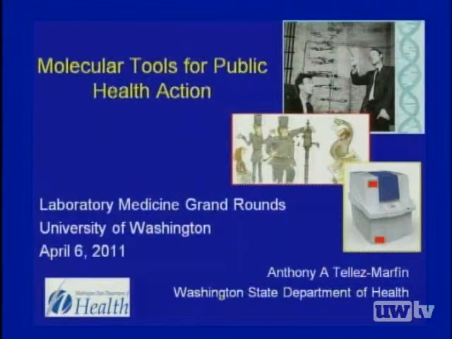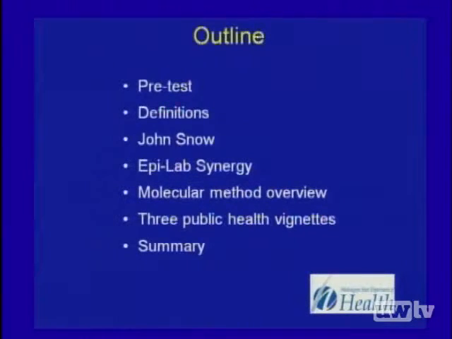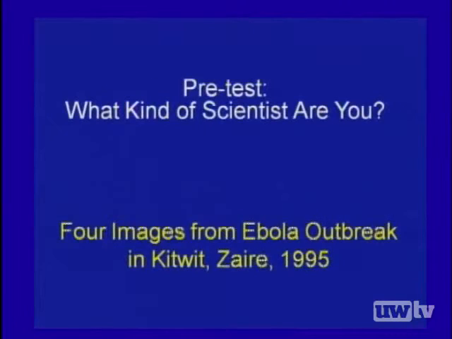In addition, by the end, you should be able to explain why all three of these pictures are put together like that. Okay, we're going to first have a pretest. We'll go through some definitions. You've never had an epidemiology lecture that didn't have something to say about John Snow. We'll talk about epidemiology and laboratory synergy. I'll review some of the molecular methods that we do use in public health. I'm going to give you 3 public health vignettes to show you how the molecular tests have changed the way that we approach some of these public health problems, and then the summary.